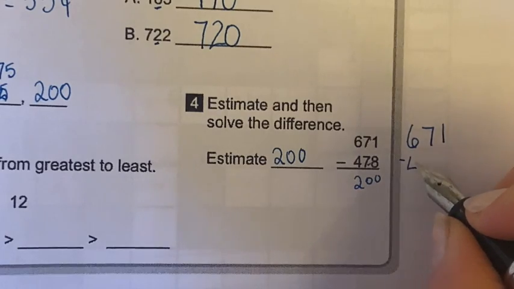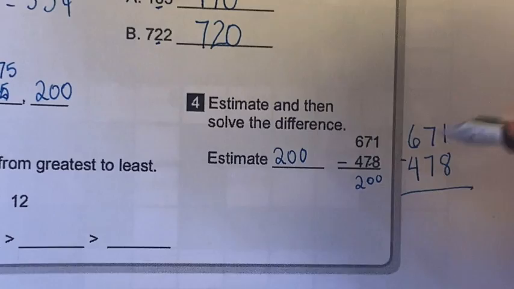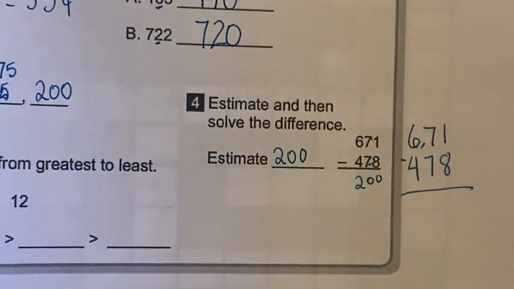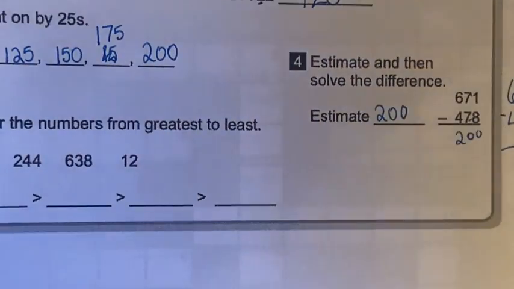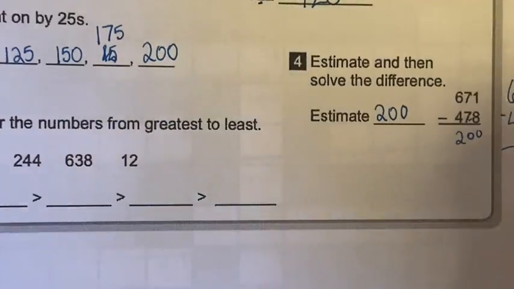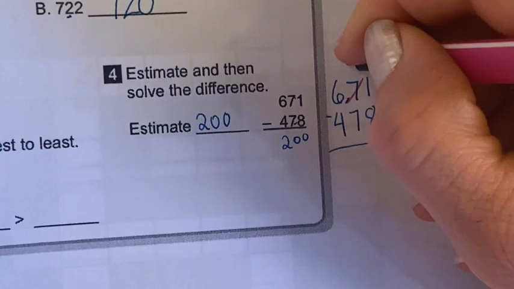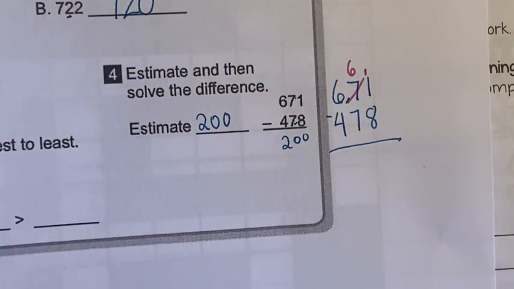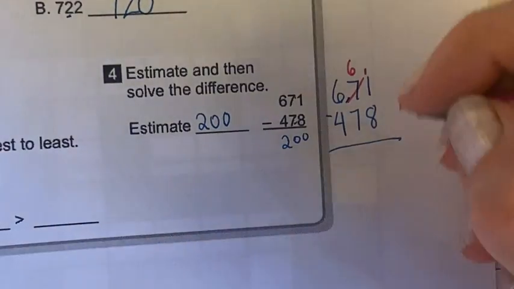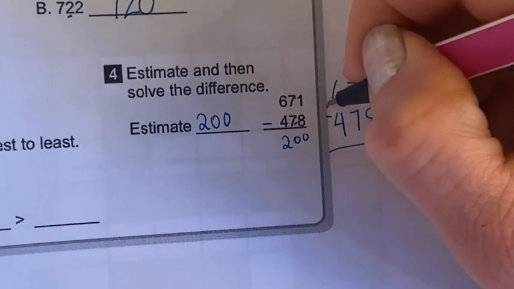671 subtract 478. So I'm going to use Grandpa's way. I start here, 1 subtract 8. I can't do it, so I am going to switch pen colors to begin with, just to make it easier for you to see. I am going to borrow a 10. So now I have 6 10s here. 11 subtract 8. So 10 subtract 8 is 2, 11 subtract 8 is 3, 6 subtract 7, I can't do it, so I have to borrow.